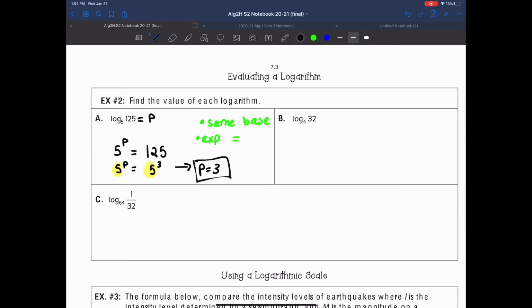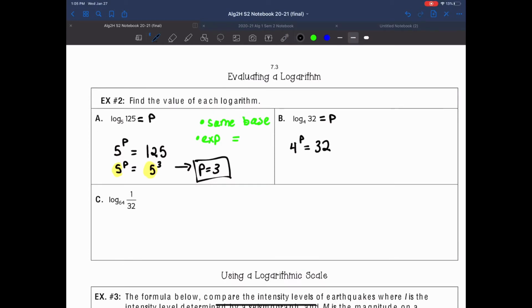Let's go ahead and move on to part B. Part B says log base 4 of 32. Once again, what we need to do is, first of all, put this in exponential form. So I'm going to set this equal to p because we don't know what the logarithm represents yet. We don't know what it's equal to. Now I'm going to put this in exponential form. I have the base of the exponent, 4. We know that logarithms evaluate exponents. So my exponent is going to be p, which is equal to the number in the middle, 32.